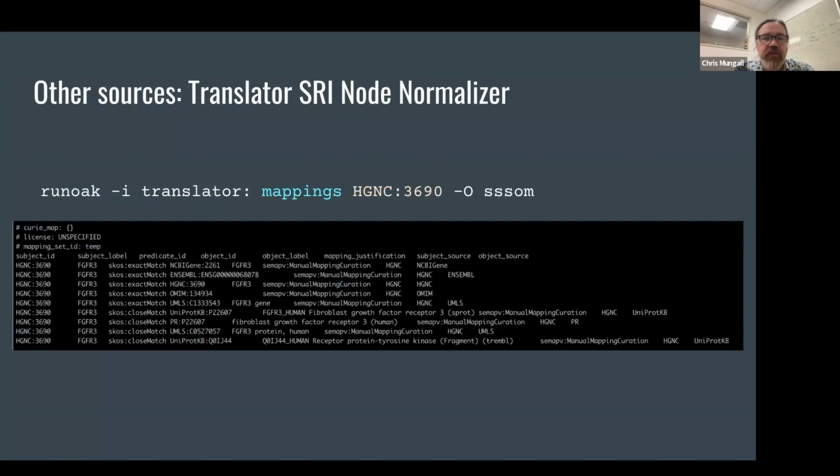Another useful backend is the NCATS Translator SRI node normalizer backend. So this backend, its job is just to do mappings essentially. So this is not a useful backend to use to do most ontology lookup operations, but it is very useful for being able to dynamically map different kinds of entities. So in this particular case, even though we don't have an OBO ontology for HGNC, it's present in the node normalizer. So here you can query all mappings for, in this particular case, the FGFR3 gene, and again get back the results in SSSOM format.